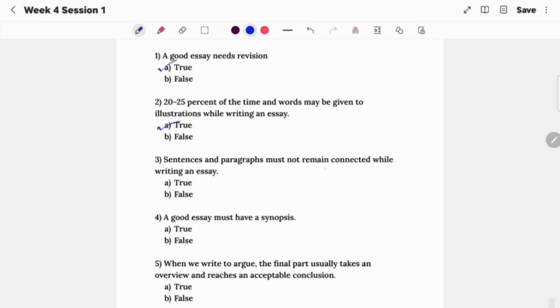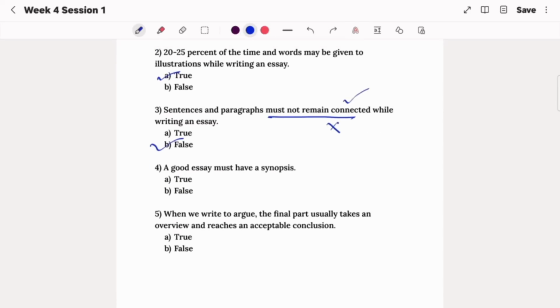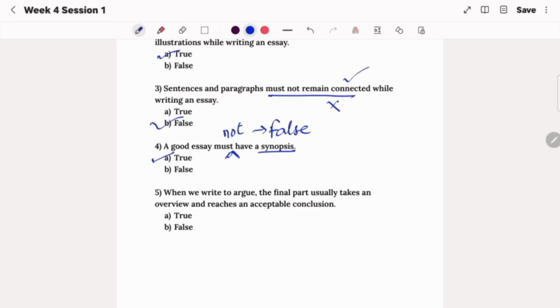Sentences and paragraphs must not remain connected while writing an essay. They're saying must not remain connected. False. They should remain connected. And the fourth one, a good essay must have a synopsis. True, it must have a synopsis. I have noted down the question wrong, so it's okay. If it says must have a synopsis, then it's true. If the question says must not have a synopsis, then it's false. So see that according to what you have in your graded assignment.